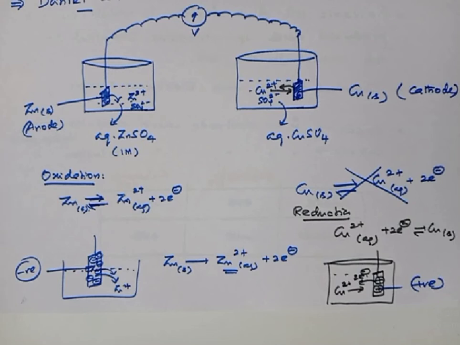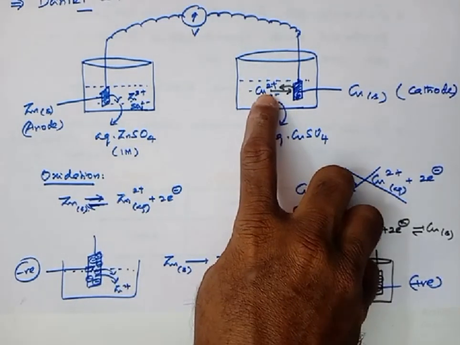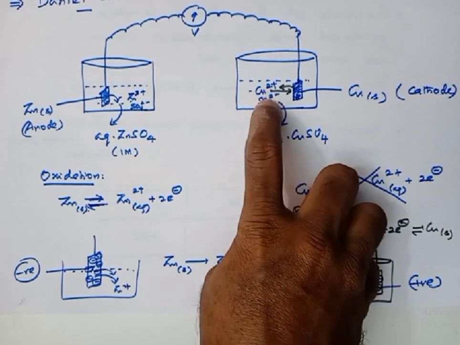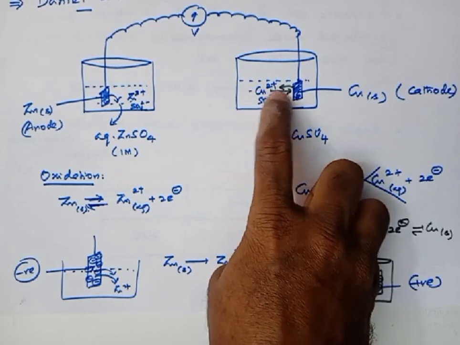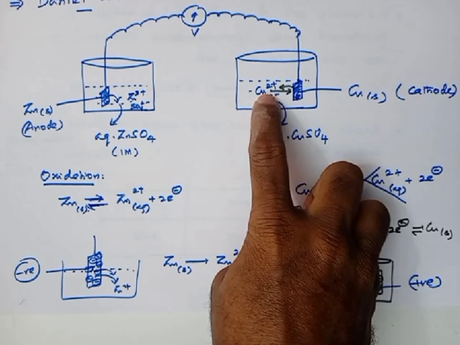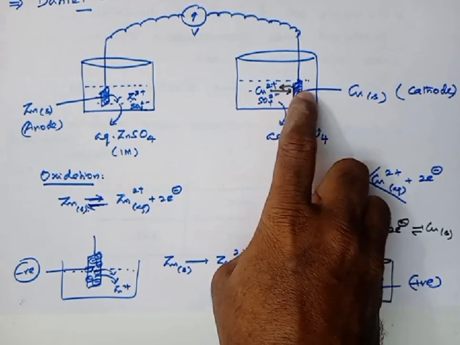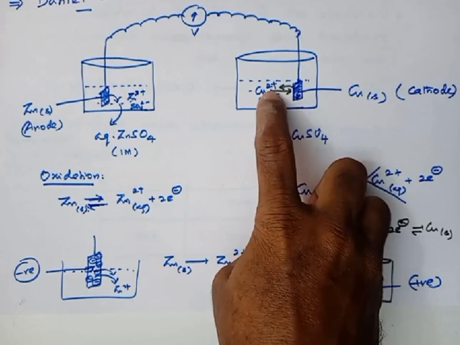But students, observe carefully. Here, at the beginning, the number of cupric ions and sulfate ions are equal, so the net charge in the solution is 0. But when the cupric ions start to deposit on the electrode, what will happen? The number of cupric ions decreases.